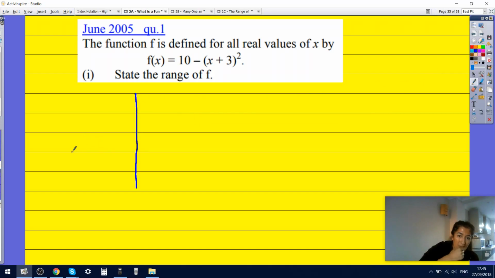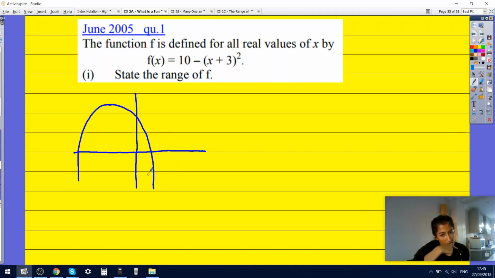Is it not given a domain? What do you do if it hasn't given a domain? You'll know the domain. The domain is any real number. Okay, so do you go from like the maximum point and then... Do you know what I mean? Right, and so what is the maximum point? -3, 10.